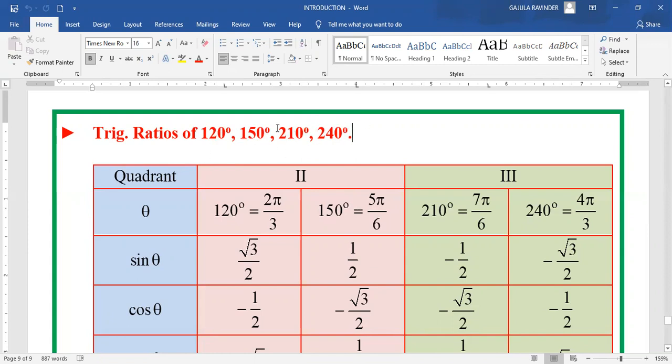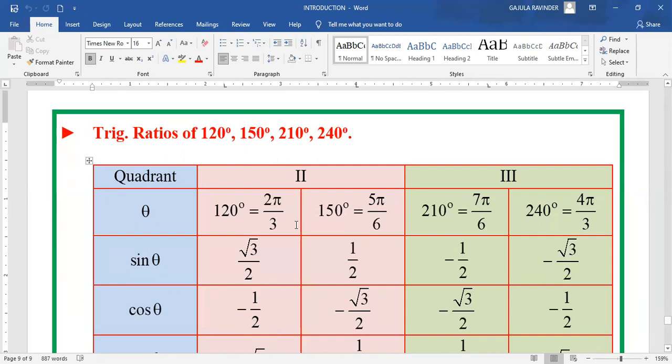Then what to do? When coming to this one, 120 degrees is close to 180 by 60 degrees. So the value will be the same as 60 degrees only. The ratio of 120 degrees will be the same as the ratio of 60, because it is close to 180 by 60 degrees. But here it is in the second quadrant. You know what is the sign of the second quadrant? So the value will be taken as 60 degrees, but the sign will be taken from the second quadrant. Got the point? So 150 degrees will be taken as 30 degrees, value taken by 30 degrees, but the sign will be taken from the second quadrant.